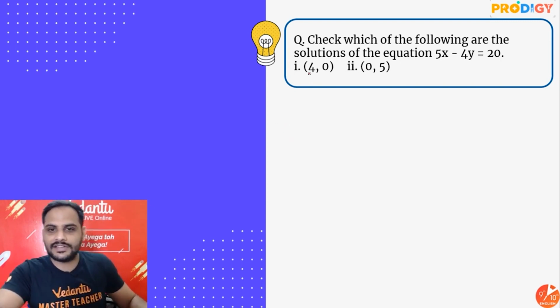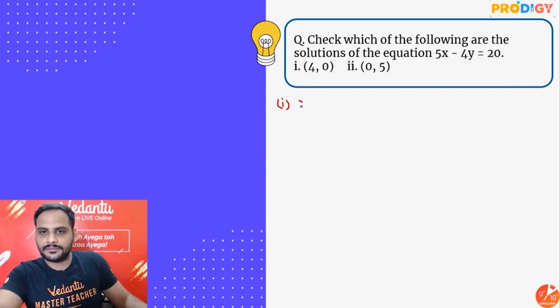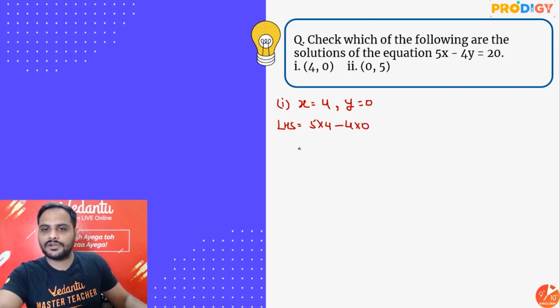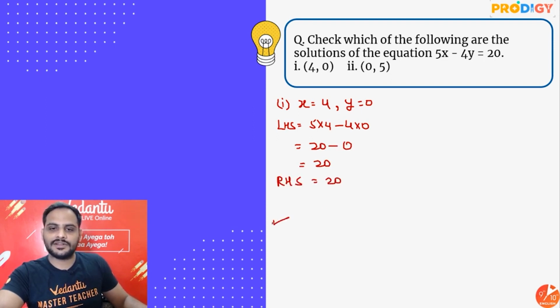Let's start checking. First one, x equals 4, y equals 0. Let us check the LHS. LHS will be 5 into 4 minus 4 into 0, which is 20 minus 0, equal to 20, and RHS is also 20. So the first one is a solution. All right, (4, 0) is a solution of the equation.